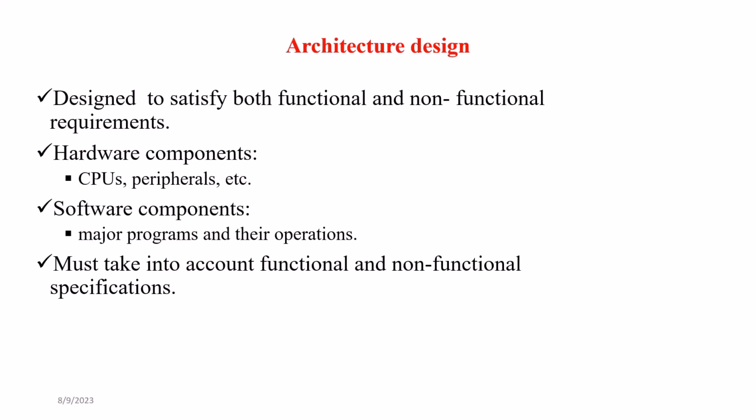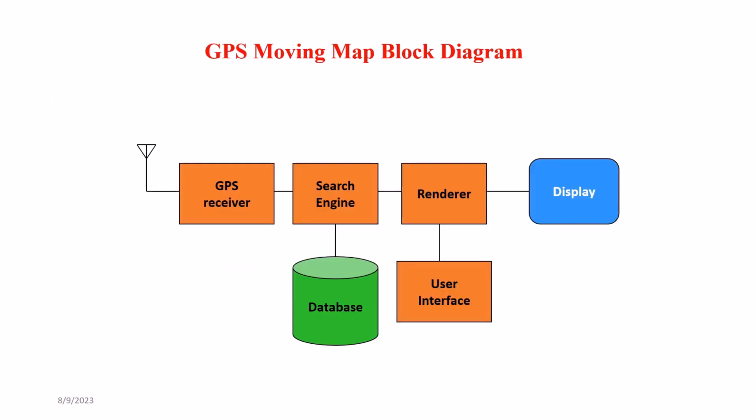So what is the architecture design for your GPS? It is designed to satisfy both functional and non-functional requirements. Here the hardware components are CPU, peripherals, etc. And similarly, software components are major programs and their operation. It must take into account functional and non-functional specifications. So the architecture is a plan for the overall structure of the system that will be used later to design the components that make up the architecture.